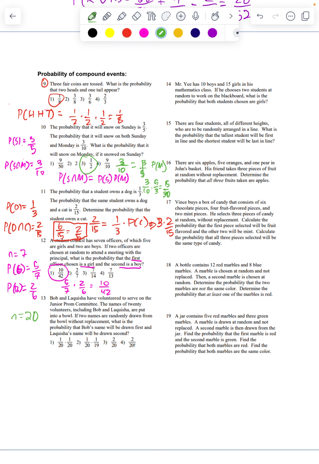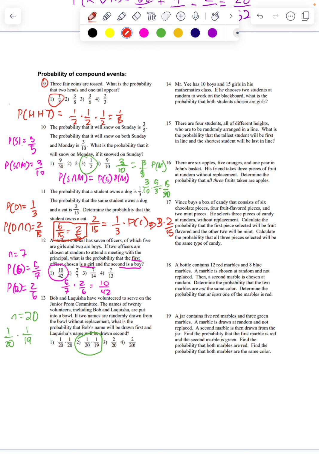If 2 names are chosen at random without replacement, key, that means we choose a name from the pot or from the raffle and we don't put it back. What is the probability that Bob's name will be drawn first and LaQuisha's name will be drawn second? The probability that Bob's name will be drawn first: there's 20 people, only 1 Bob, so it's going to be 1 out of 20. And the probability of choosing LaQuisha's name after, there's 19 people left. LaQuisha's one of them. It's going to be 1 over 19. And that's going to be this option right here.